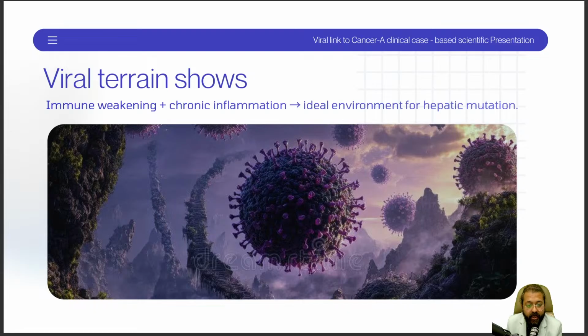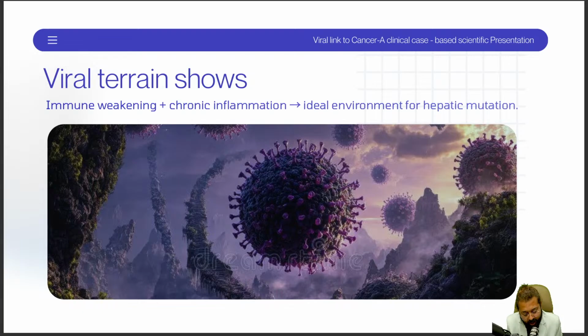Now let's move on. The viral terrain shows immune weakening, chronic inflammation, and an ideal environment for hepatic mutation. Like how HBV entered, EBV entered, it altered the whole terrain. The immune system, like T cells and B cells, got impacted in the body. That is why silently the inflammation process started in the body, and that old chronic latent infection of HBV and EBV, associated with dengue, has led to today's outcome: the patient landed with hepatocellular carcinoma. See, this is my judgment, what I have drawn from all these cases.